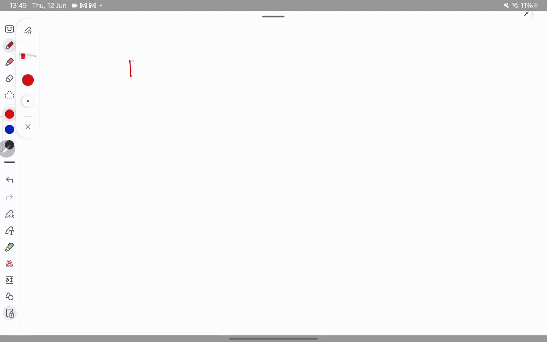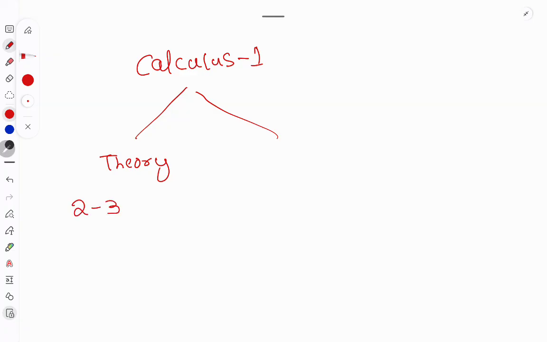Okay, so the basic exam paper of Calculus 1 has two papers, right? The first paper is the theory, which will have 2 or 3 questions, and then the exercise paper. This is the main exam. Here you have 4 exercises.